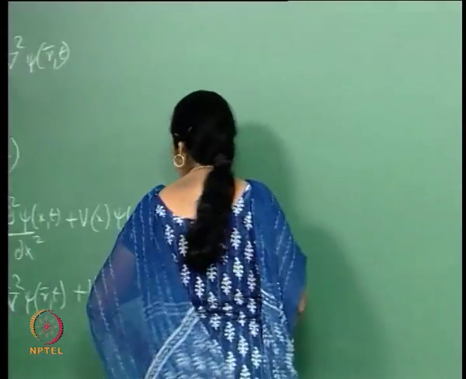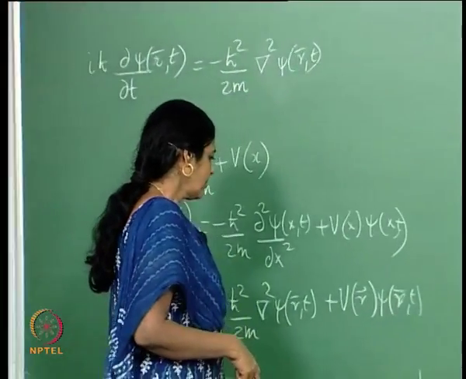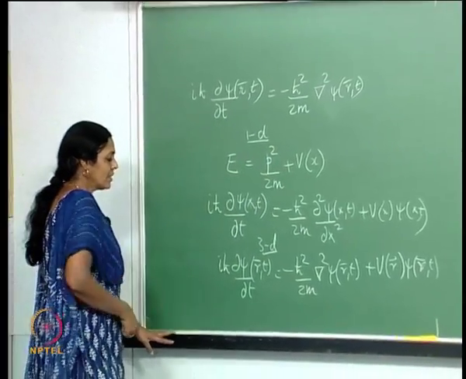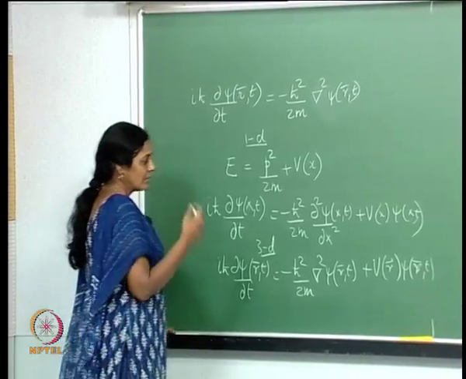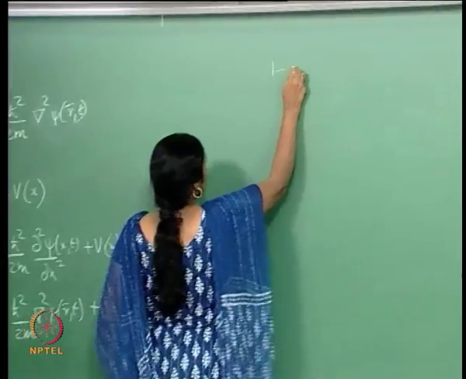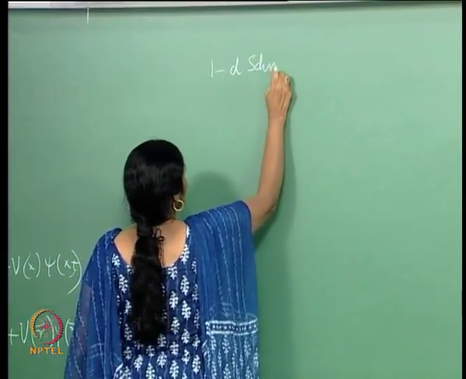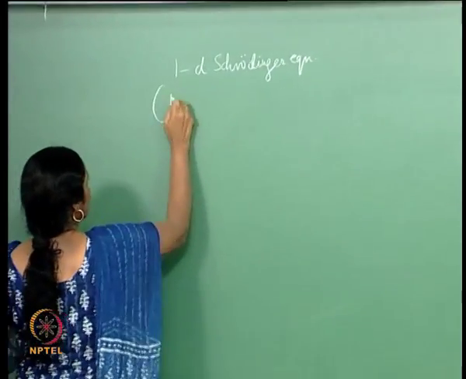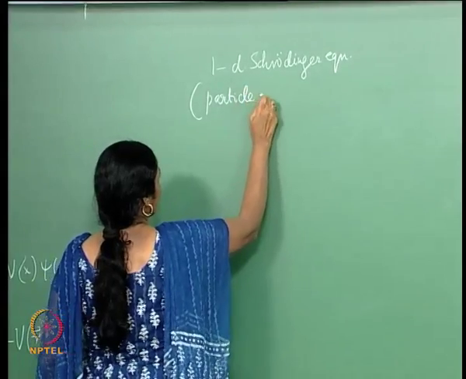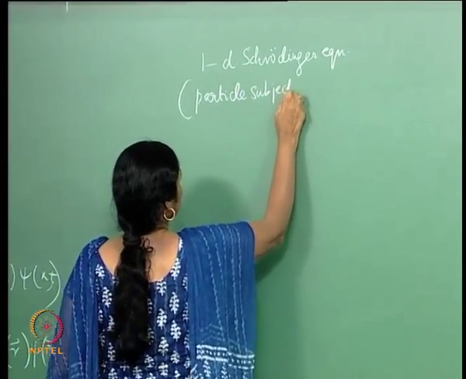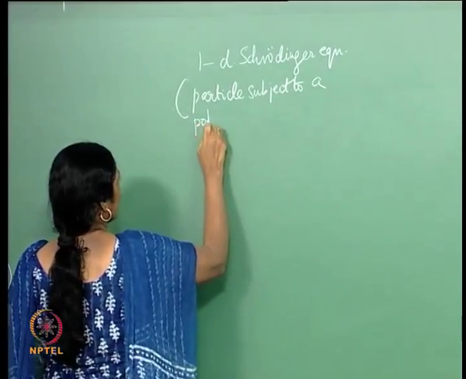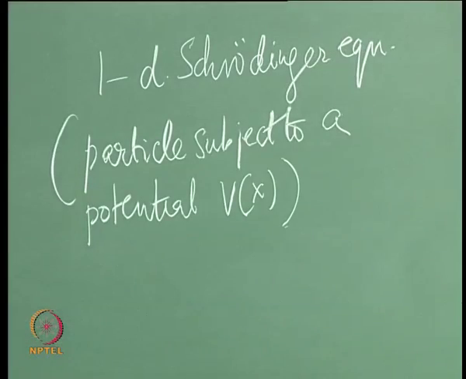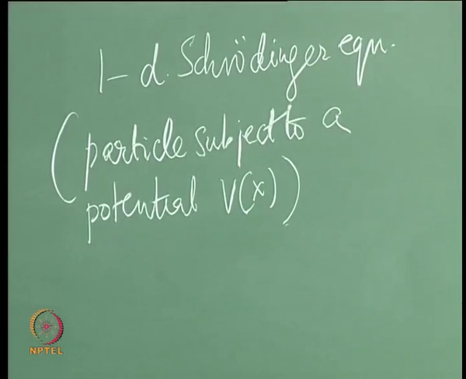Now, given this equation, I can see quite a bit happening from here. First of all, psi is complex. Let us go back to the 1 dimensional case. Schrodinger equation. Particle subject to potential V of x. Psi is complex in general.